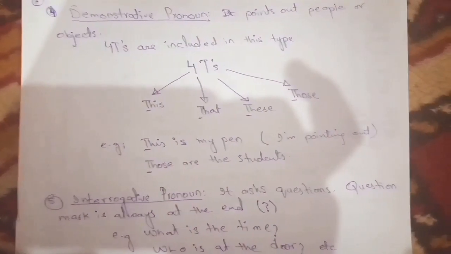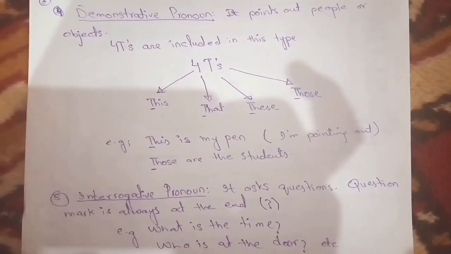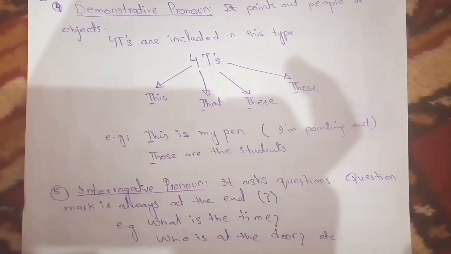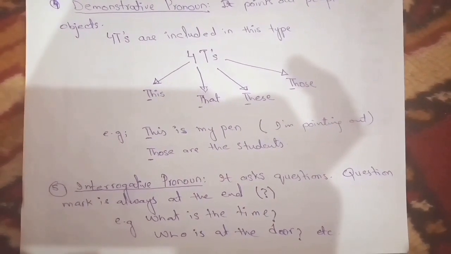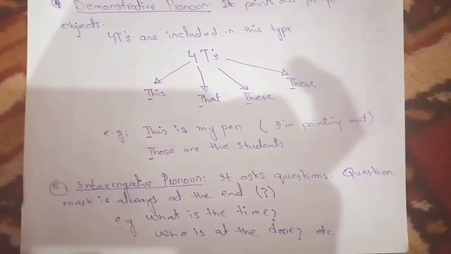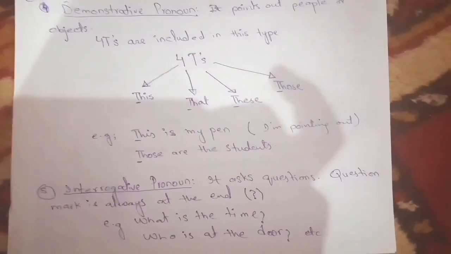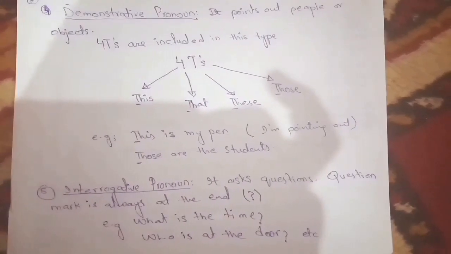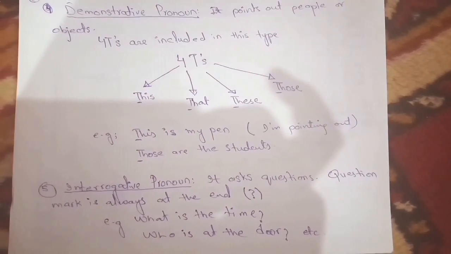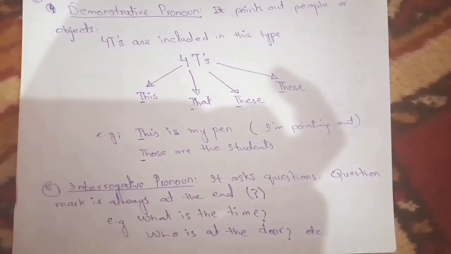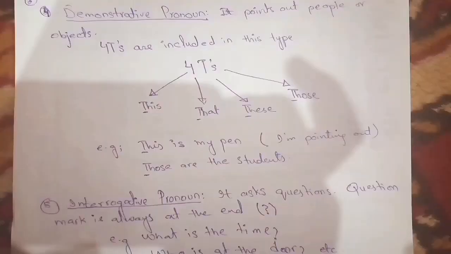Fourth is demonstrative pronoun. It points out people or objects. If we point out something or a person, then that is a demonstrative pronoun. Four words are included in this type: this, that, these, and those. If we see these words in a sentence, then that is called a demonstrative pronoun. For instance, if I say, this is my pen, those are the students. Over here, the words this and those.